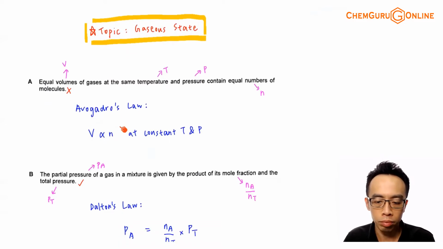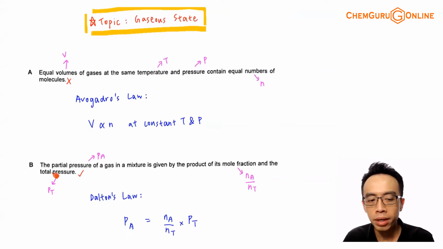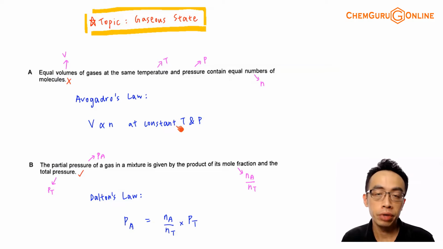Next, let us look at option B. Now option B, the partial pressure of a gas in a mixture is given by the product of its mole fraction and the total pressure. Now this is actually related to Dalton's law. It says that the partial pressure of a gas will just be the mole fraction, which is given by the number of moles of that gas divided by the total number of moles, multiplied by the total pressure.